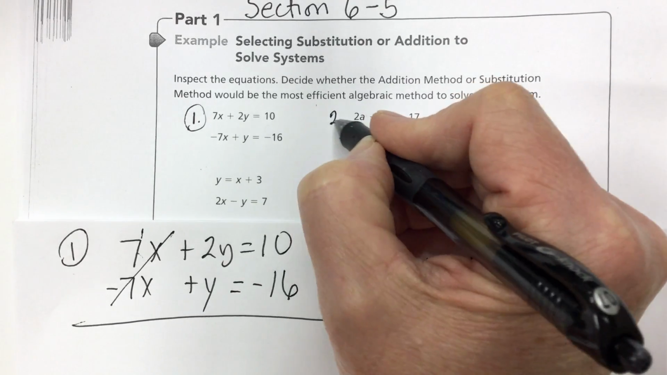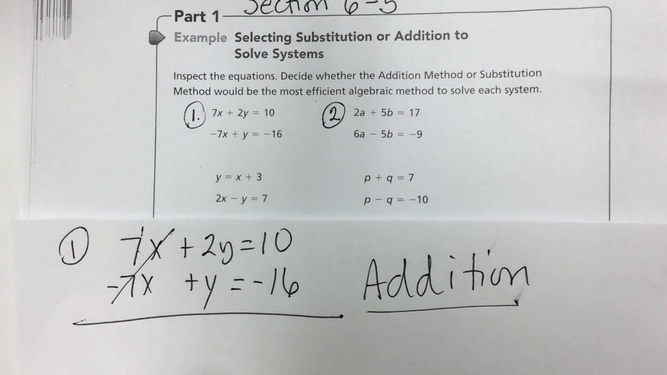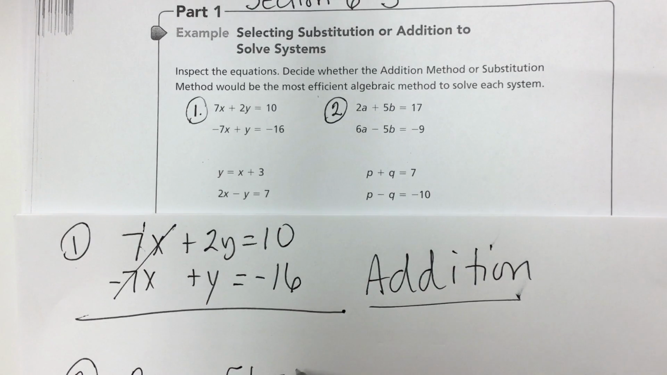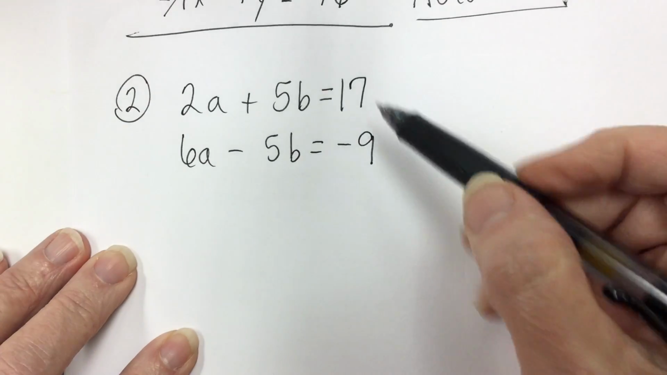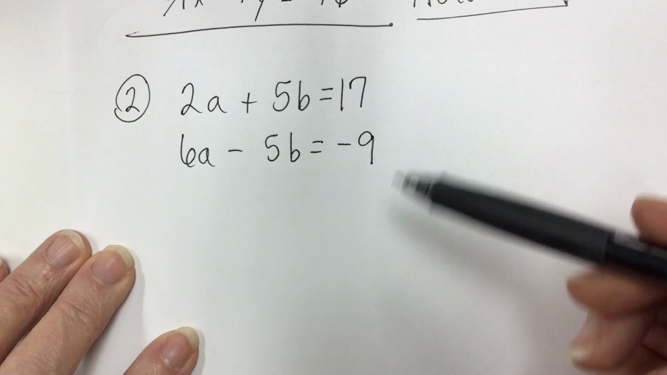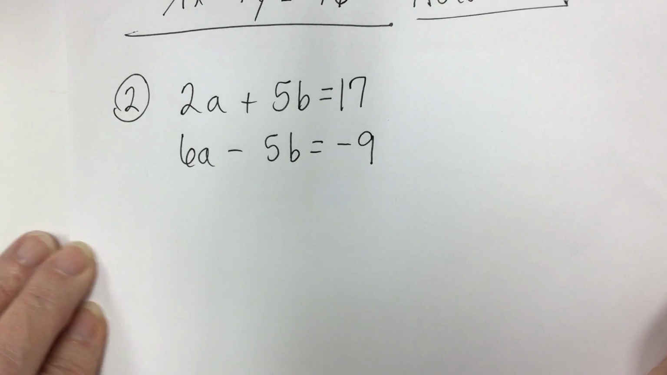Let's look at the second system. Which method would be best for it? 2a plus 5b equals 17, and 6a minus 5b equals negative 9. So looking at these two, which method would best be used, either the addition or the substitution?